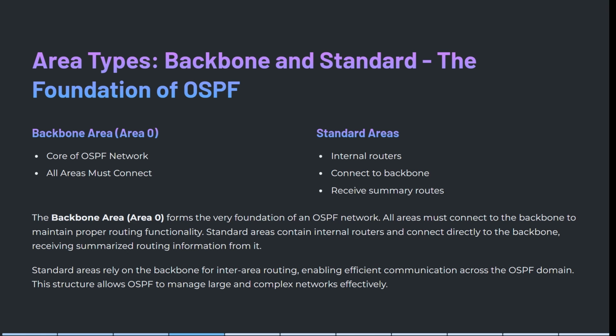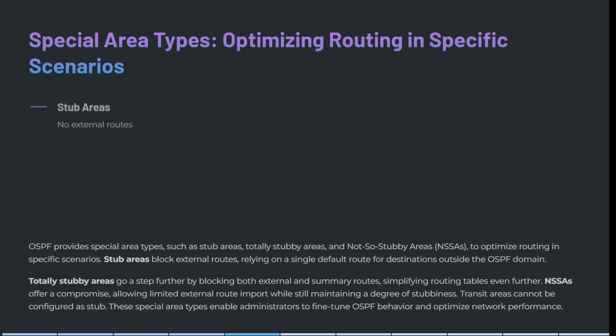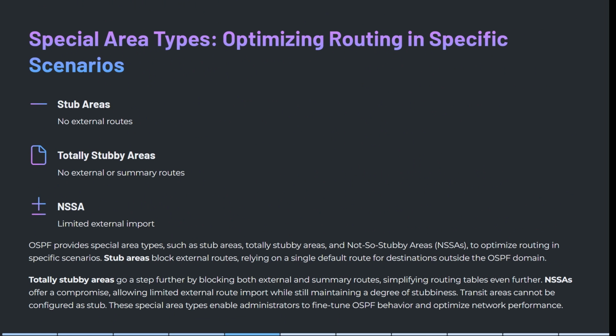All areas must connect to the backbone to maintain proper routing functionality. Standard areas contain internal routers and connect directly to the backbone, receiving summarized routing information from it. Standard areas rely on the backbone for inter-area routing, enabling efficient communication across the OSPF domain. This structure allows OSPF to manage large and complex networks effectively.